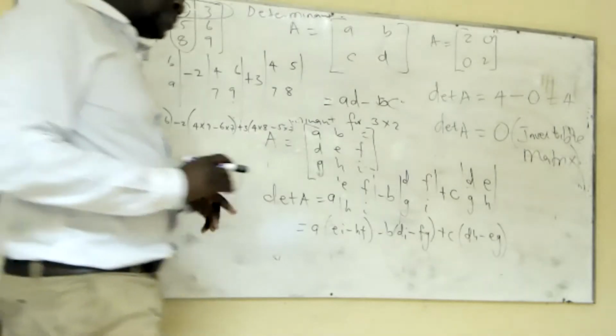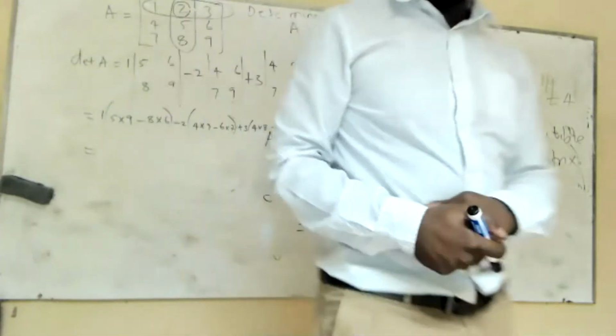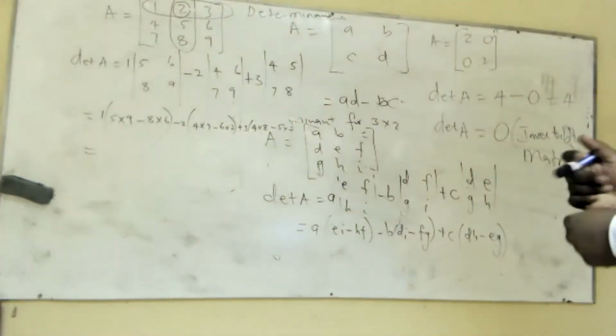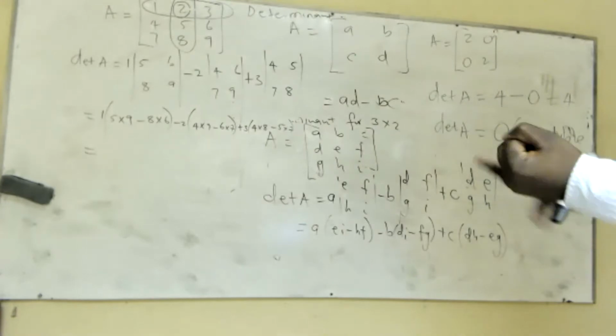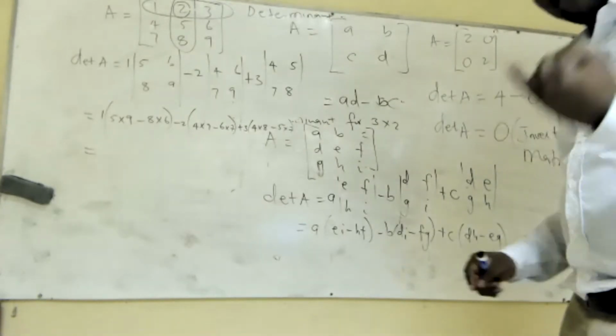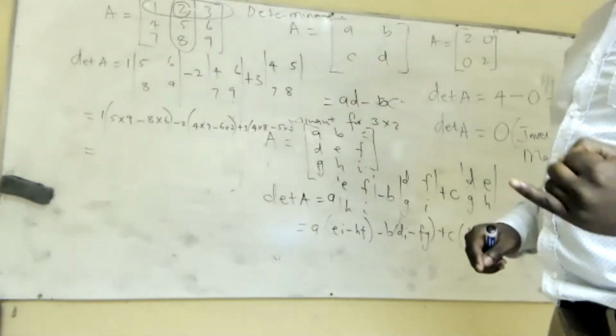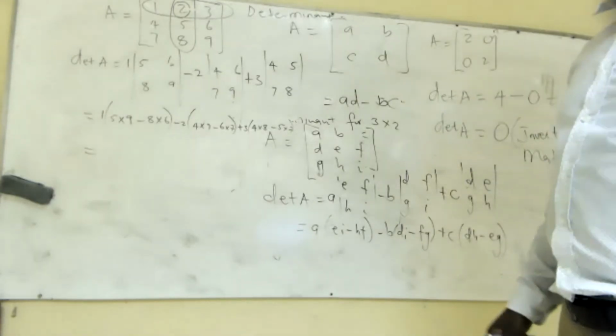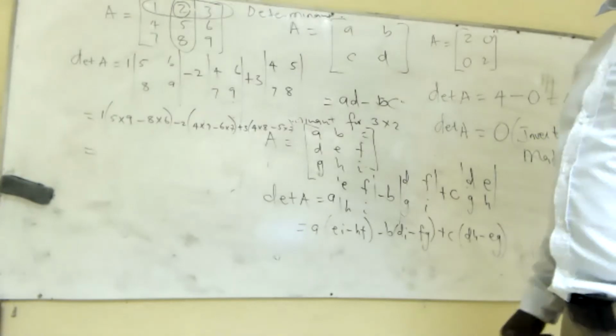I don't think it is important for me to give you other information other than what we have covered. We have covered 3 important things. The first, we have covered the symmetric matrix. The second, we have covered the determinant of 2 by 2. The third, we have covered the determinant of 3 by 3.